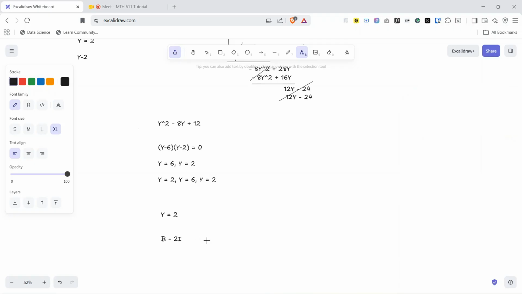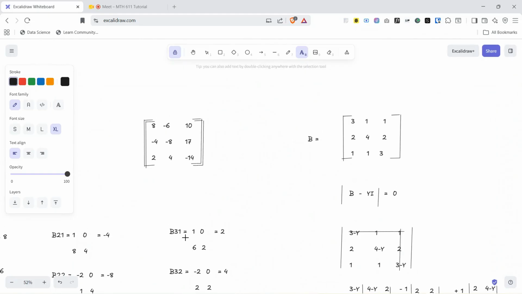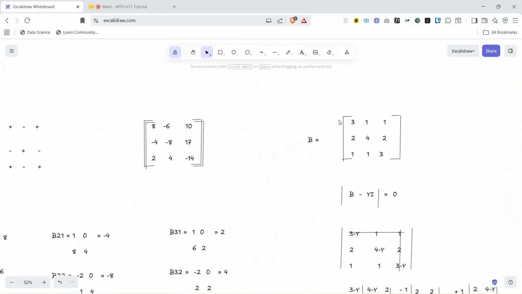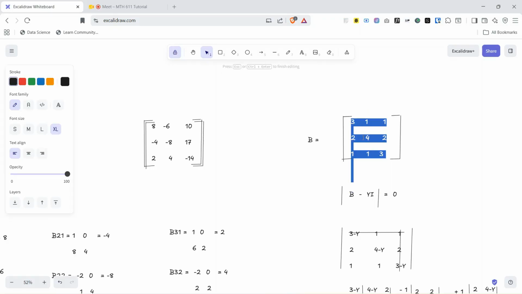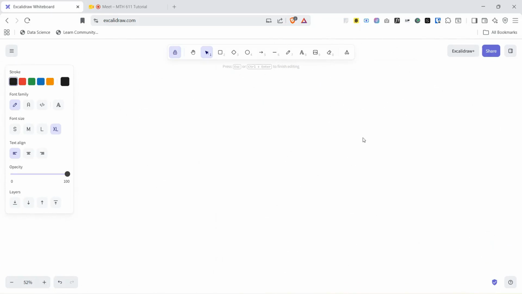So we are now going to do B minus 2I. So this is what we are going to do. Remember our B. This is our B. So we are coming back to this.